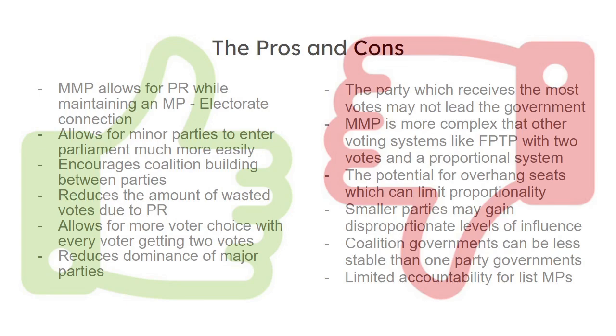Smaller parties may also gain disproportionate levels of influence, as larger parties are forced to almost kind of bow. They kind of have to listen to them, otherwise the small parties could simply pull the plug on the coalition. Coalition governments can also be less stable than one-party governments. There's also limited accountability for list MPs, as they can enter parliament without actually winning any votes themselves, as long as the party does well.